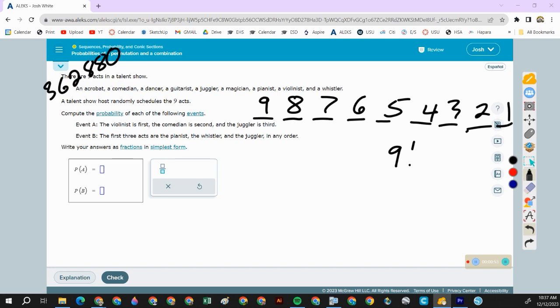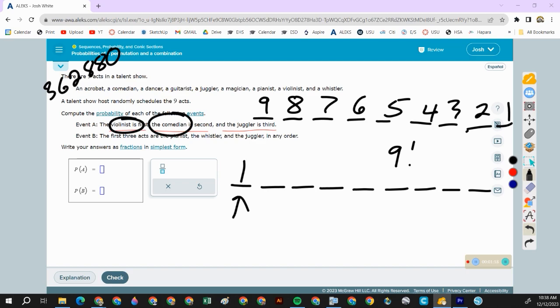Okay. Well, how many ways are there to pick the violinist first, the comedian second, and the juggler third? And this is a little bit weird, because we still have to choose all of the other acts. So we line up all 9 acts. How many options are there for act number 1? Well, it has to be the violinist. So we really don't have a choice. That would just be 1. And the comedian would be second, so that's also a 1. The juggler is third, so that's a 1. And then the rest could be anything.